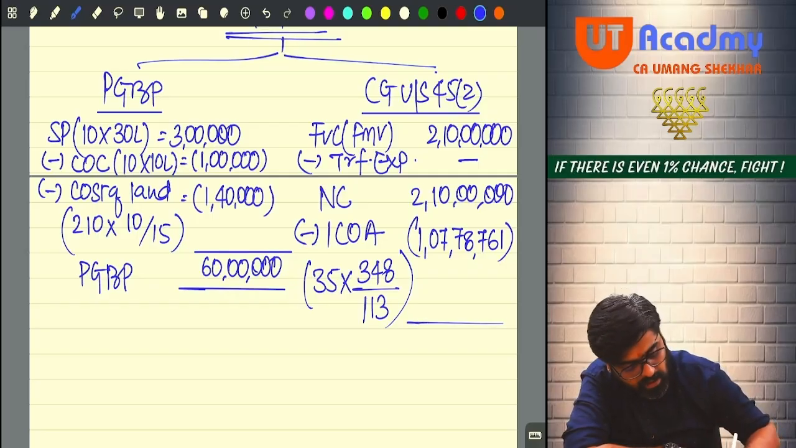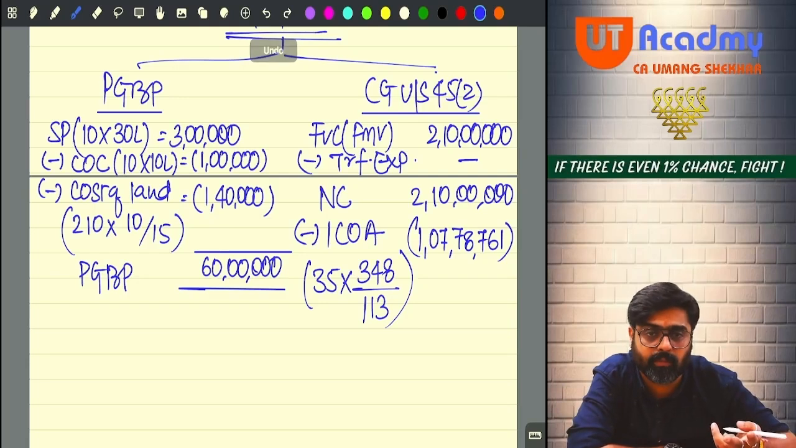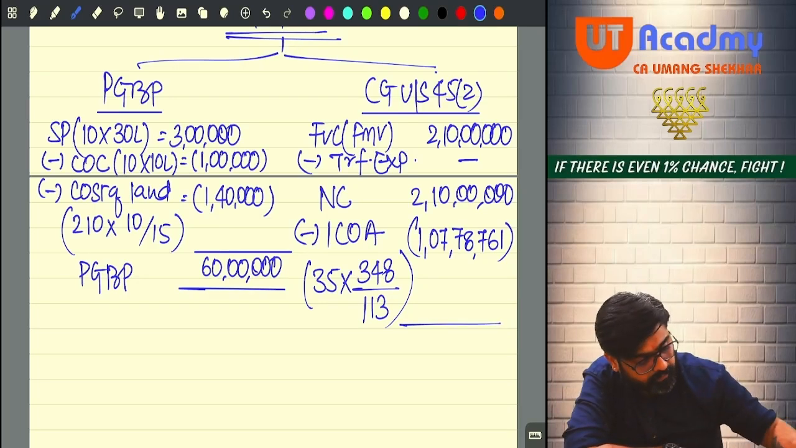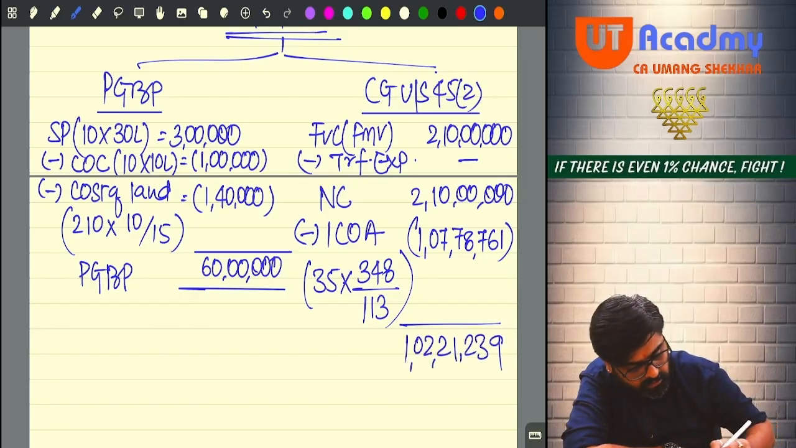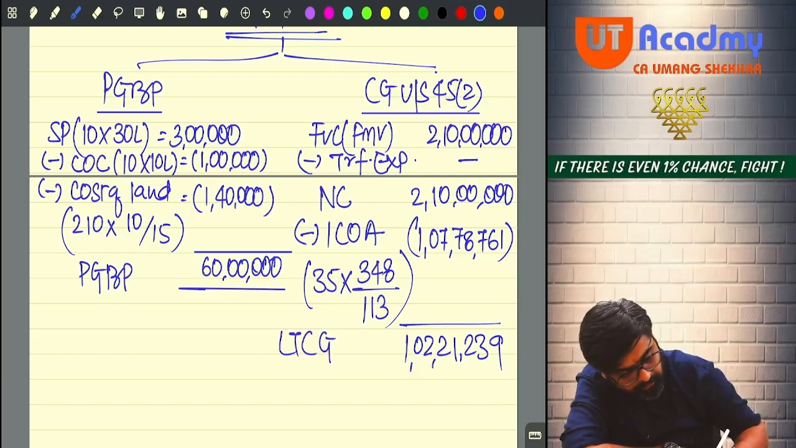Now what will I do? I will reduce the index cost of improvement, but there is no index cost of improvement. I will total now. 2 crore 10 lakhs minus 1,07,78,761 will give me 1 crore 2 lakh 21,239. This is my long-term capital gain, which I have calculated as per the provisions of 45(2).